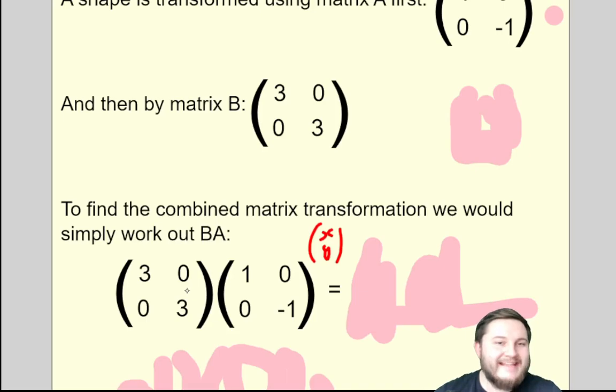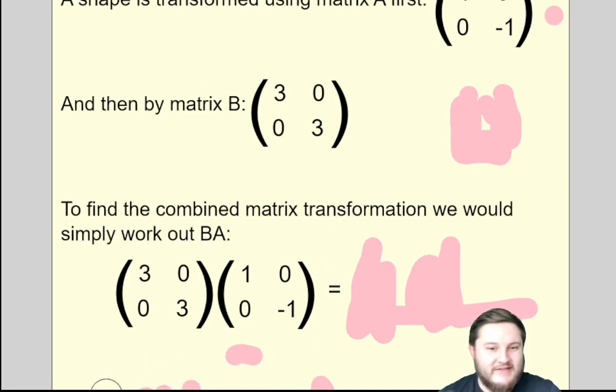So actually it makes sense to do it in this order, where A goes on the right and then B goes on the left, because these two are touching each other, they're going to interact first, then it's going to interact with this. So it does make sense when you think about it, but initially it doesn't make much sense at all. So we have to write it this way around, and then you just do your normal matrix multiplication to work out what the combined matrix is.